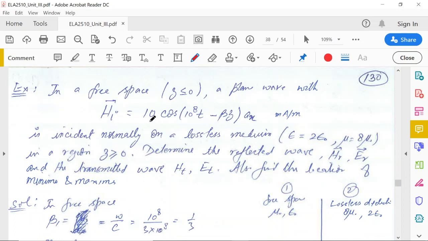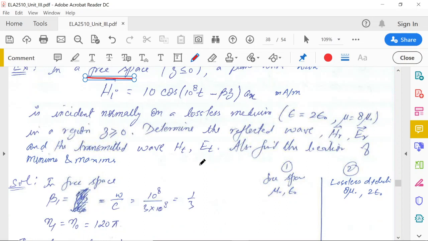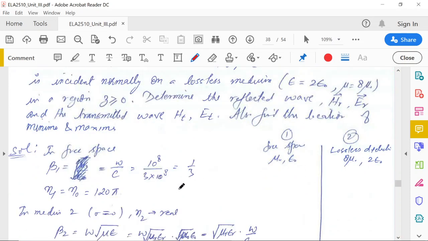Here we have a wave moving where H_i is given here, so it is moving in the z direction, and the component of H_i is a_i. Incident normally on a lossless medium, so we have a lossless medium, eta 2 is lossless, so it will be real also, and medium 1 is free space, so both are real and both are lossless media. So determine the reflected wave H_R, E_R, and the transmitted wave H_T, E_T. Also find the location of minima and maxima.